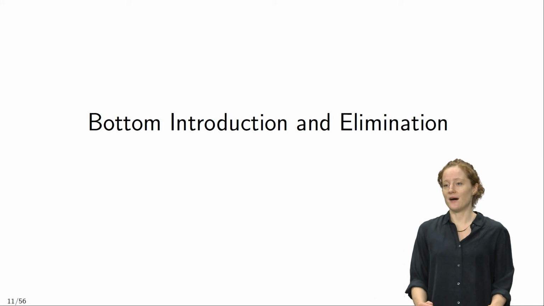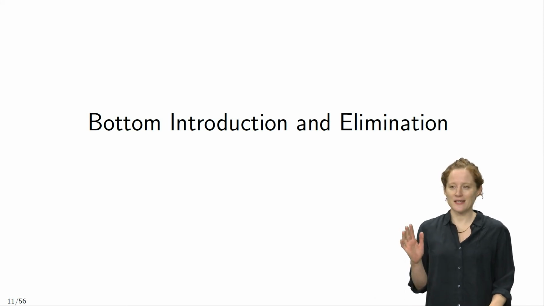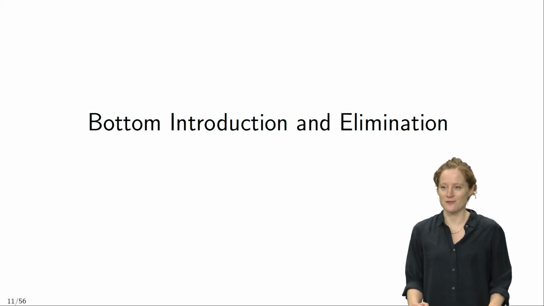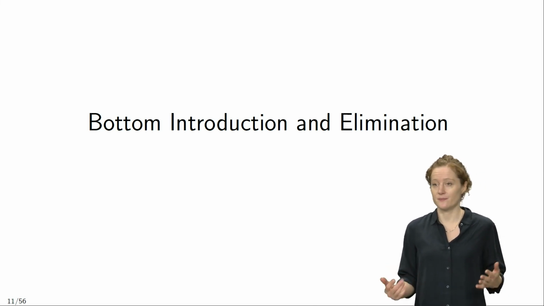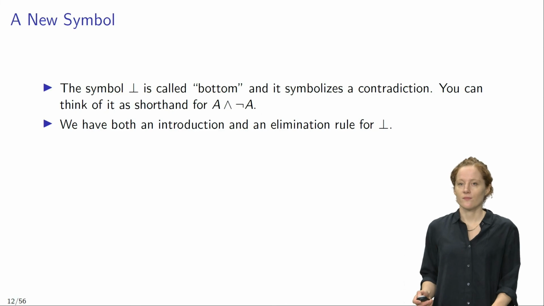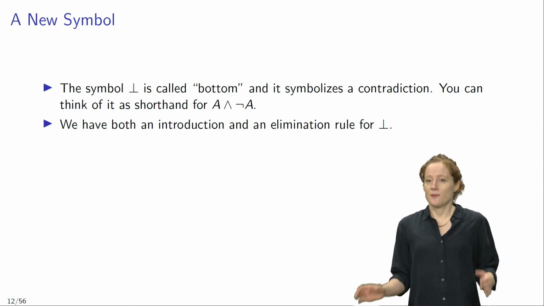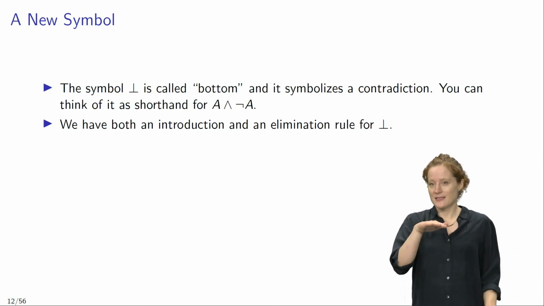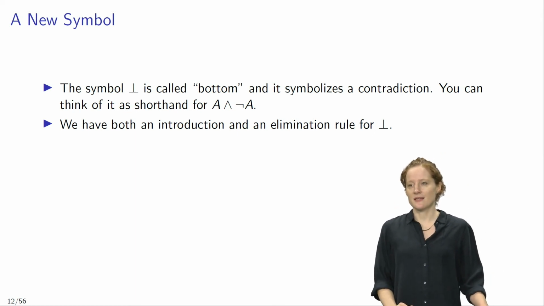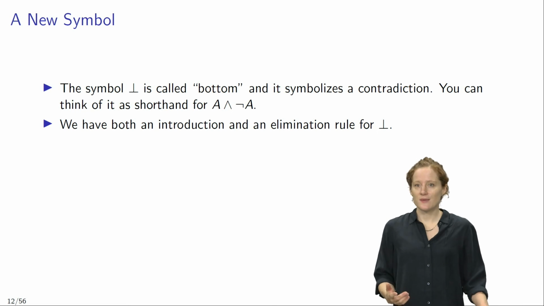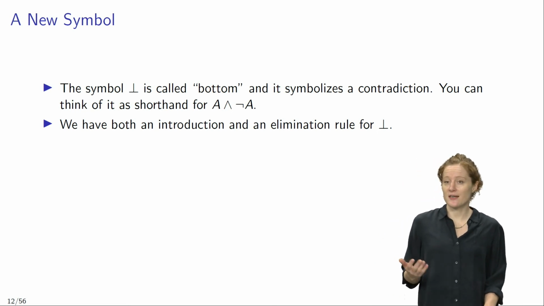going to call bottom. So before we get to the introduction and elimination rules, we need to talk a little bit about this new symbol called bottom. So bottom looks like an upside down T, and this upside down T symbolizes a contradiction. So that means that you can think of it as shorthand for, say, A and not A.